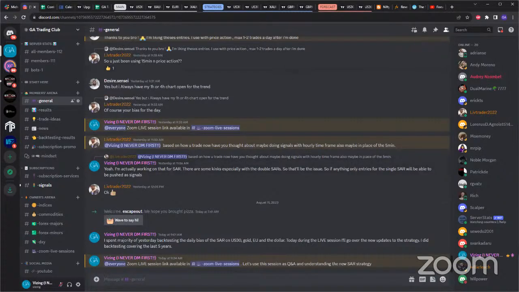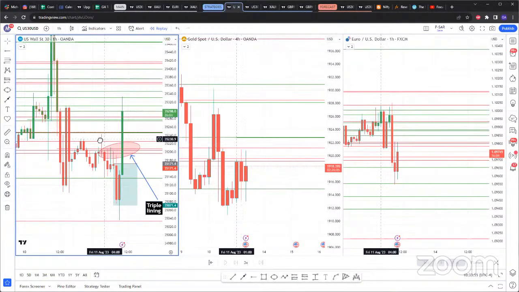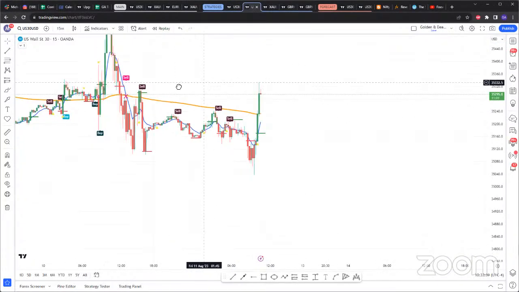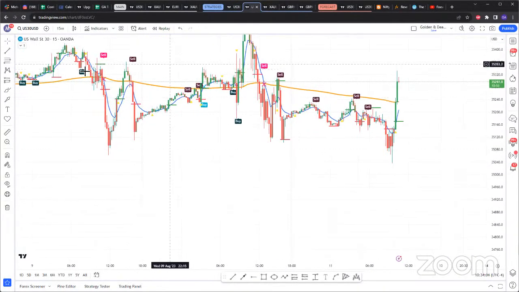All right. And for me right now, I'm just focusing on the SAR. So even for me, it's still new to me, but I spend hours and hours backtesting this thing. So I have all these other strategies, right? You can see the crosses indicator, still profitable, right? These sales have just been hitting on US 30, right?